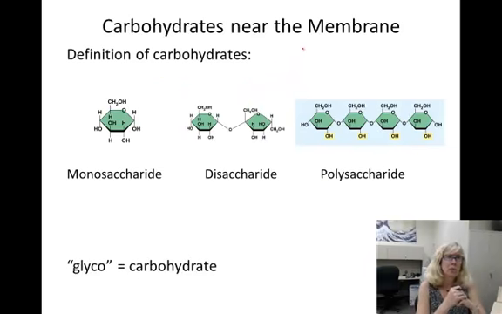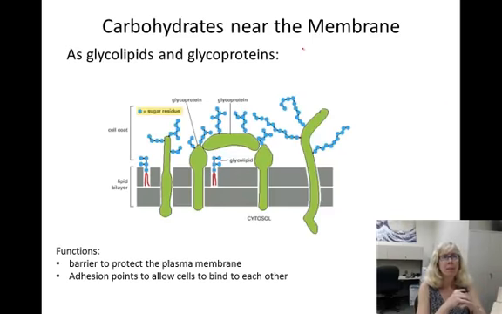Carbohydrates, or sugars, are compounds with very fixed ratios of carbon, hydrogen, and oxygen. They generally form a ring structure and can either be monosaccharides or disaccharides or polysaccharides. The term glyco means that a carbohydrate is involved in the molecule. Since carbohydrates are polar, they're not found within the lipid bilayer. Instead, they are bound to either lipids or proteins on the outside of the cell. Here's an image to demonstrate that.